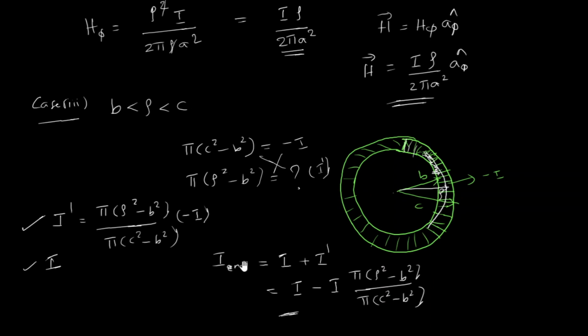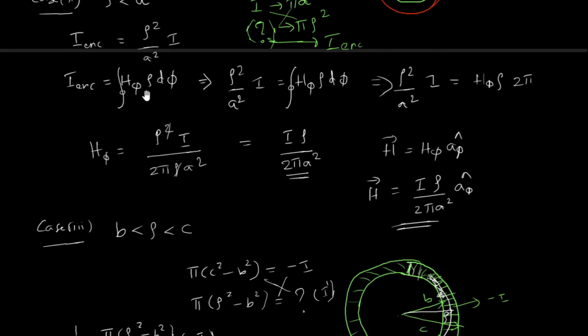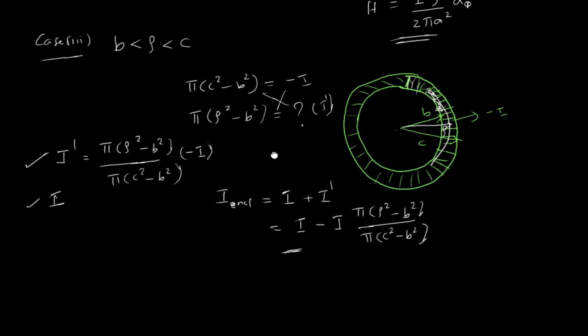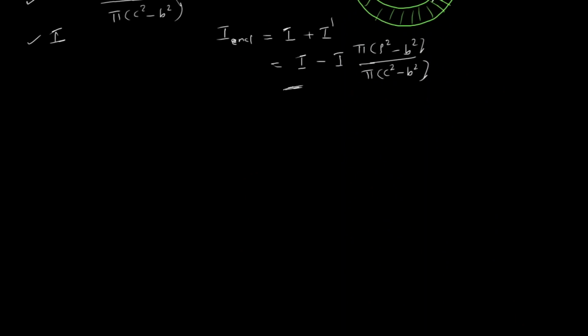Now I got the current enclosed by the closed surface. So I can go back to this equation, that is I enclosed is the closed integral of h phi rho d phi, and evaluate h phi and then the h vector. Agree? So how am I going to evaluate my I enclosed? Okay.